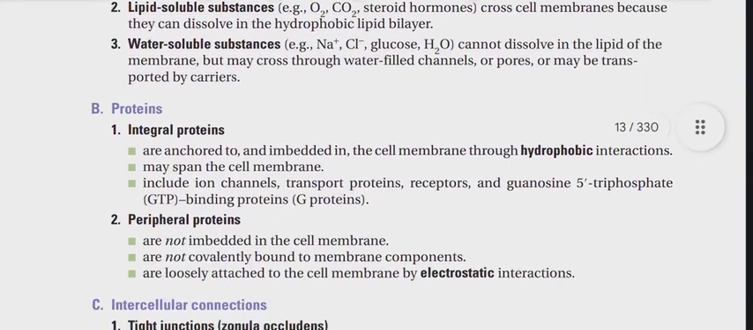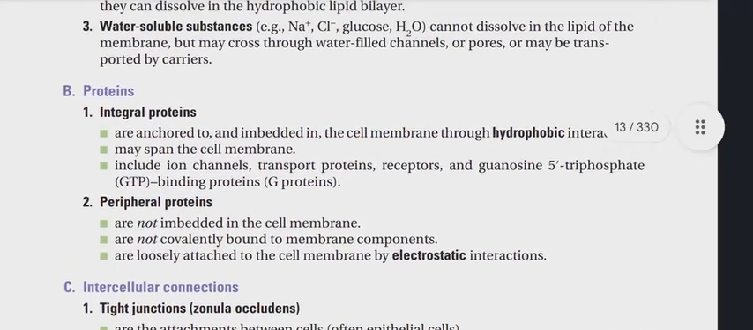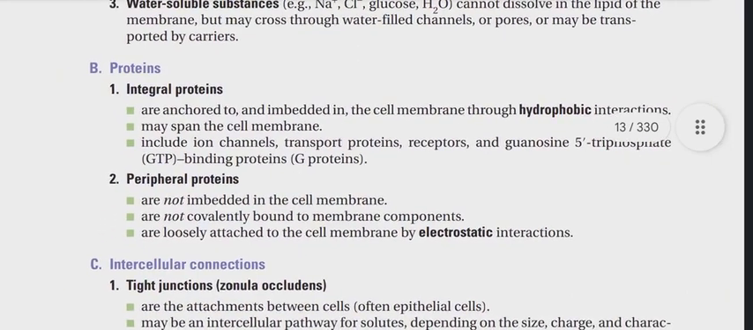Number two, cell membranes contain proteins. Proteins are of two types in nature. Number one, they are integral proteins. Number two, they are peripheral proteins. Number one, integral proteins are anchored to and embedded in the cell membrane through hydrophobic interactions.